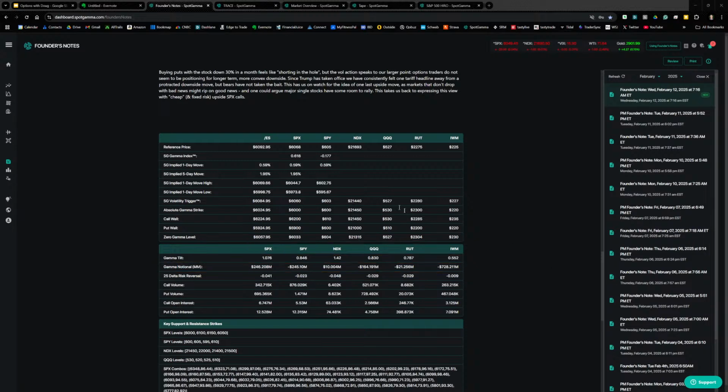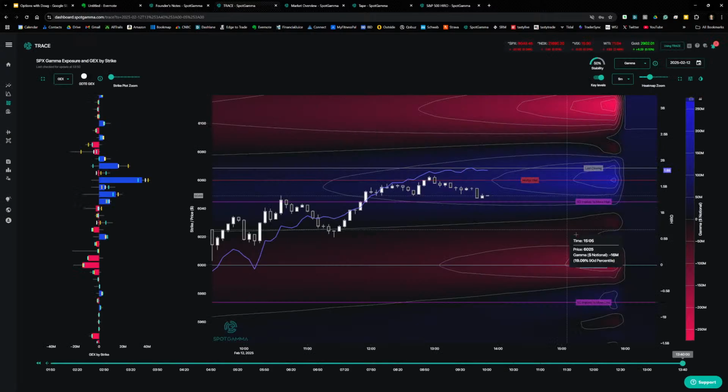All right, let's take a look at a current view of gamma. So this is the TRACE tool. This is available to SpotGamma subscribers, and this is not exactly real time. It's updated every 10 minutes, but the charts, the price action is real time. I'm using 5-minute candles on this.